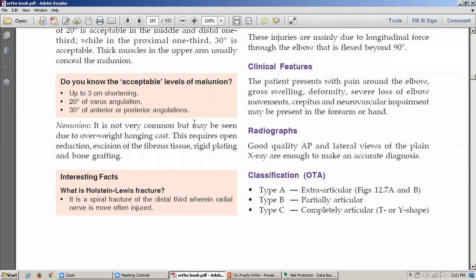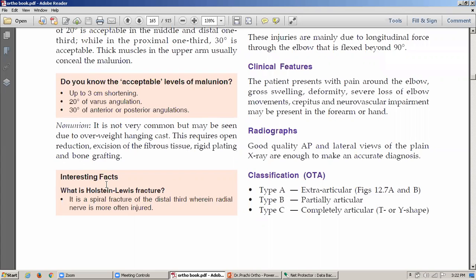Then, do you know the acceptable levels of malunion? It is up to 3 centimeters of shortening, 20 degrees of varus angulation, and 30 degrees of anterior or posterior angulation. Then there is non-union. Non-union is not very common but may be seen due to an overweight hanging cast, and these require open reduction and excision of the fibrous tissue, rigid plating and bone grafting.